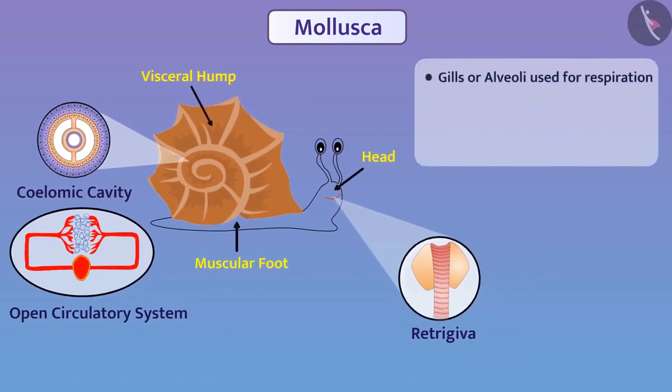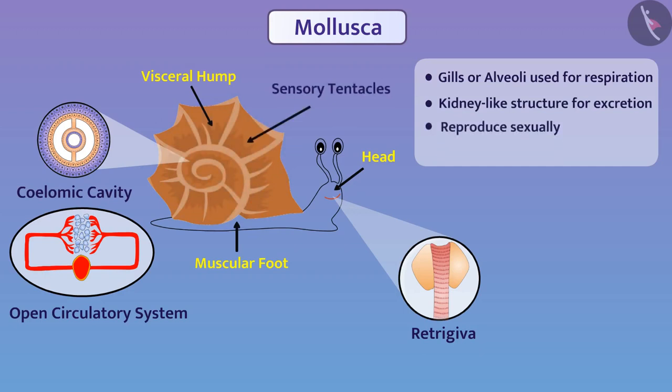Gills and lungs or both are used for respiration and they have a kidney-like structure for excretion. Near this, sensory tentacles are found. These reproduce sexually where males and females are separate and are oviparous.